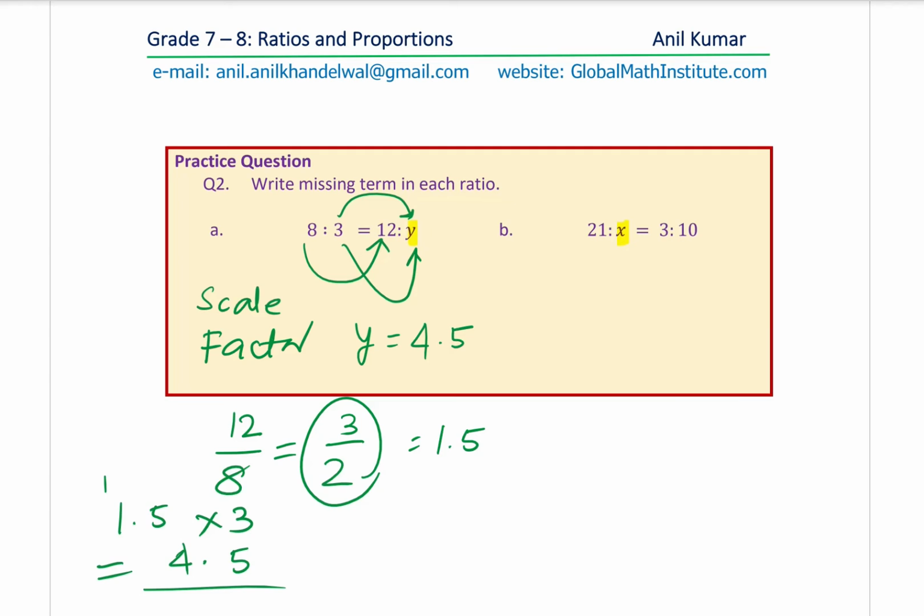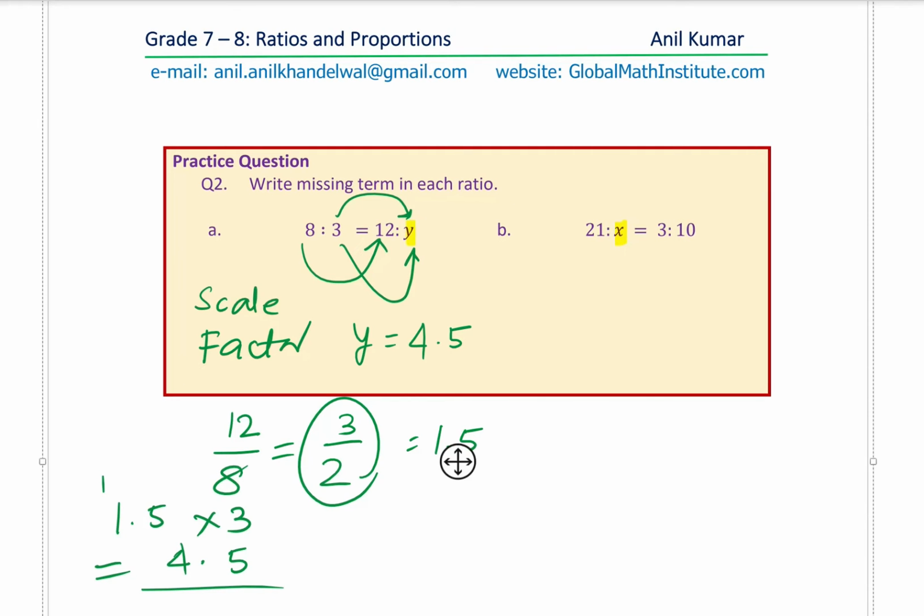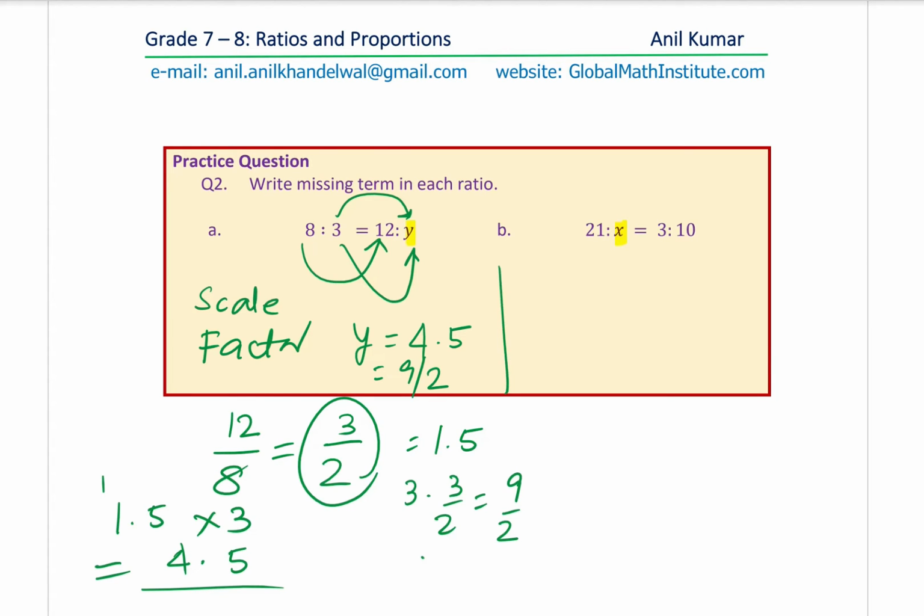Is that clear to you? So sometimes you may have to involve fractions or decimals, as I did. So you could either work with fractions or with decimals, and you may write down the answer. Correct? So you could write this as 4.5, or also you could say 3 times 3 by 2, which is 9 by 2. So either could be the answer for y, 4.5 or 9 by 2. Is that clear to you? So both will be the correct answers for the given question.